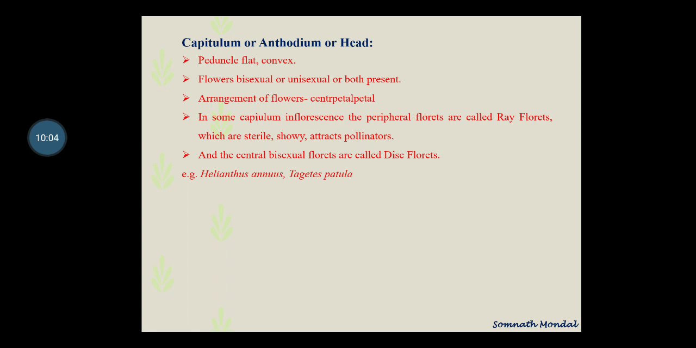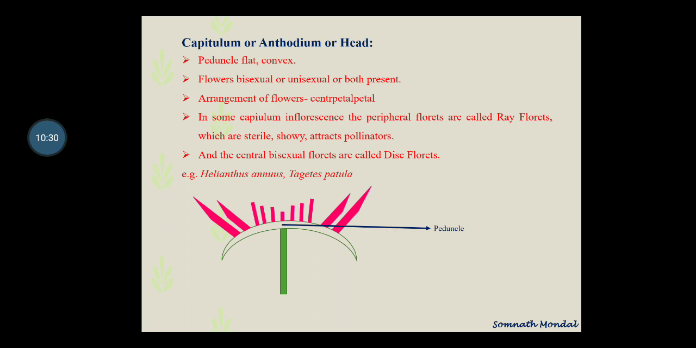Now, what we call a total flower of marigold or sunflower is biologically more than one flower. So what we call a single flower of marigold or Helianthus, that is sunflower, is actually many flowers. So this is the figure where we can see the peduncle is flattened, convex. There are disc florets at the center and ray florets towards the periphery.